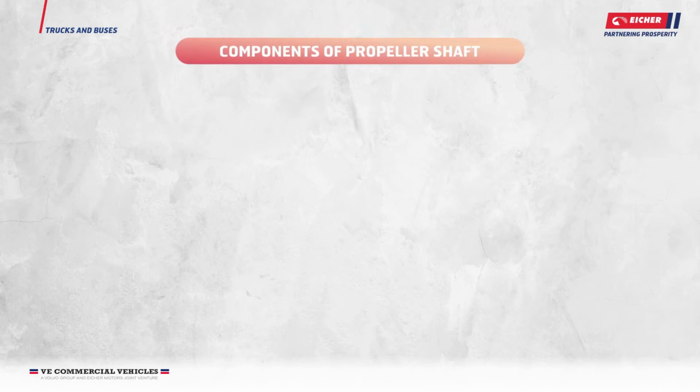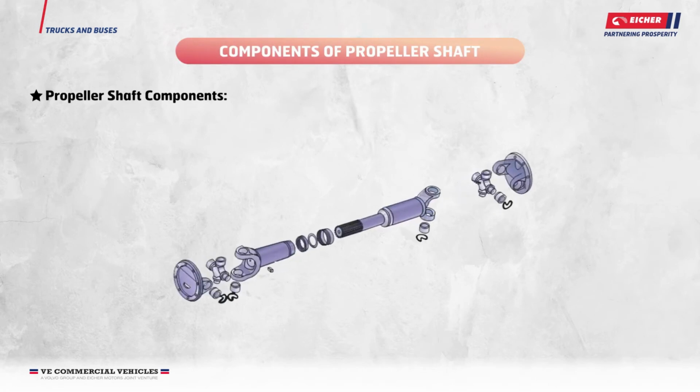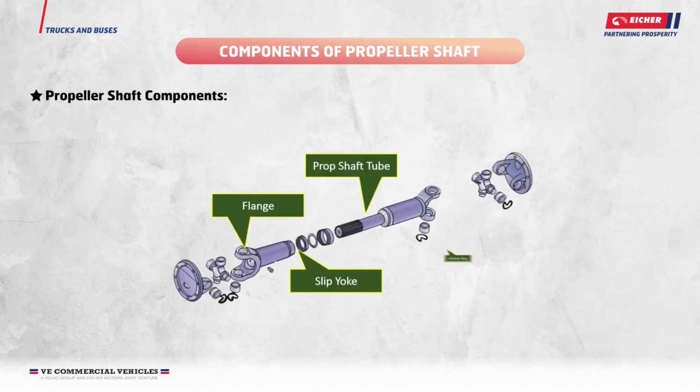Components of propeller shaft. On the screen, you can see a breakdown of various components of the propeller shaft. The main components are flange, slip yoke, prop shaft tube, retainer ring, and spider. Next, you will learn about these components in detail.